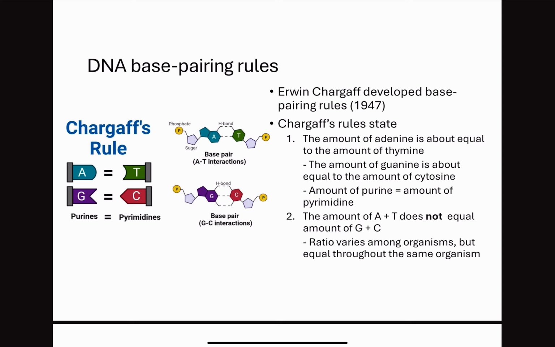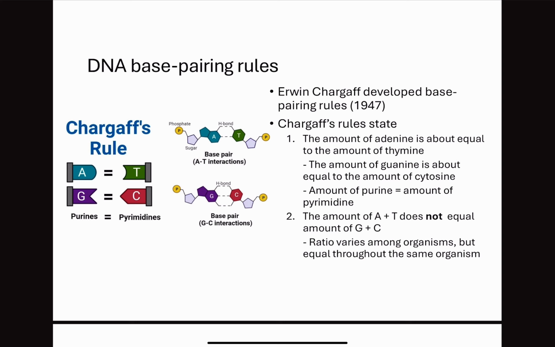And Chargaff found this really peculiar regularity in the ratio of nucleotide bases, and he named them Chargaff's rule. What he said is that in any one species, the 4 bases are found in characteristic but not necessarily equal ratios. And what this meant was that the amount of adenine is about equal to the amount of thymine, and the amount of guanine is equal to the amount of cytosine. However, the amount of purine is not equal to the amount of pyrimidine.